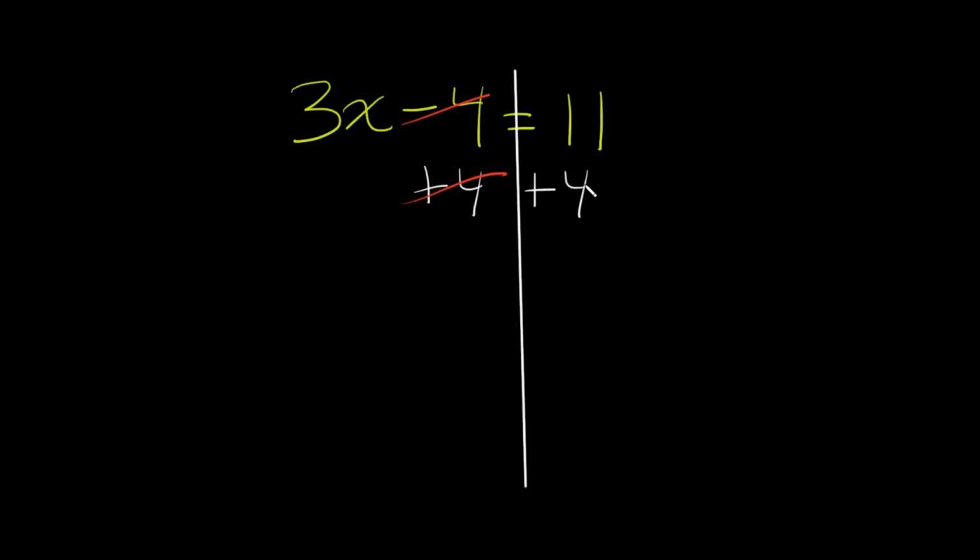So 11 plus 4 is going to be 15. And I'll write this here. 15 is equal to 3x. And then what we want to do now is divide both sides by 3, because that will isolate x. So we have 3x divided by 3 and then 15 divided by 3. Well, these 3's are going to cancel out because if we multiply something by 3 and divide it by 3, this is just going to be x, right? So we can cancel these out. And then 15 divided by 3 is just 5.